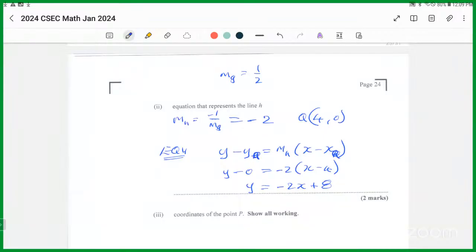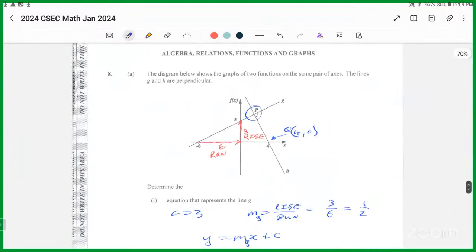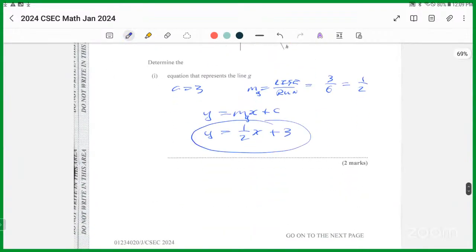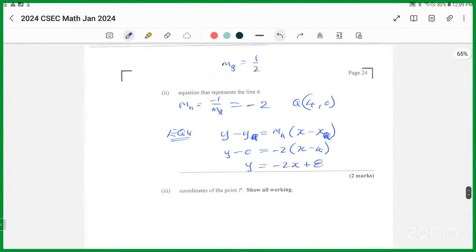Now I want us to give the coordinates of P. You know what P is? P is the point of intersection of the two lines. So to find P, you're going to solve the two equations simultaneously. P is the point of intersection of the two lines. Solve them simultaneously to find P. Right? So this equation is valid at P, and this equation is valid at P. So we can say they are equal at P.